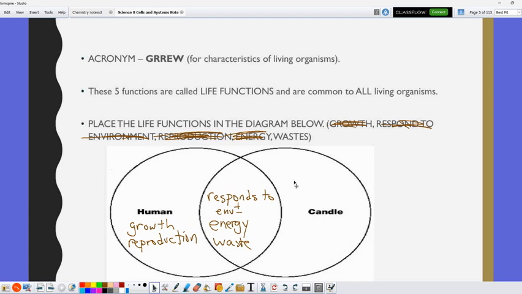We did a Venn diagram for this, and so we can see this is what a candle and human have in common. They do respond to environment. There is energy being used, and they produce waste. However, humans are able to grow and reproduce, candles cannot.